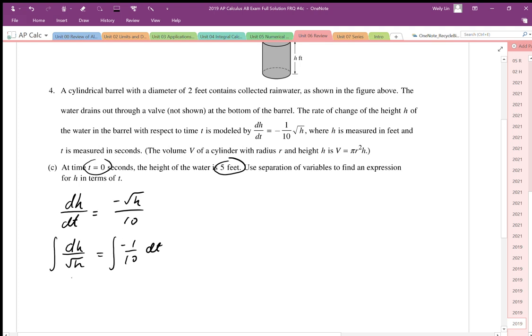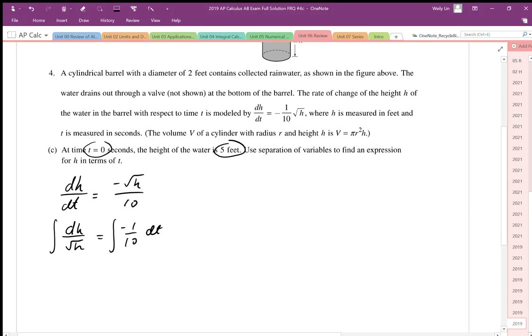And integrating this is power negative 1/2. So if we increase the power by 1, we get power 1/2. Okay, and then we're going to divide by positive 1/2, so we end up with 2 root h. On this side, we're going to end up with negative 1 over 10 t. And don't forget the plus c.